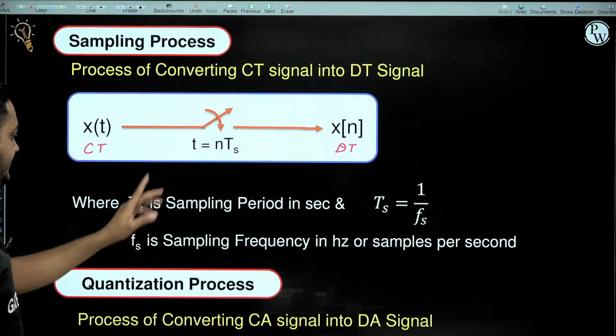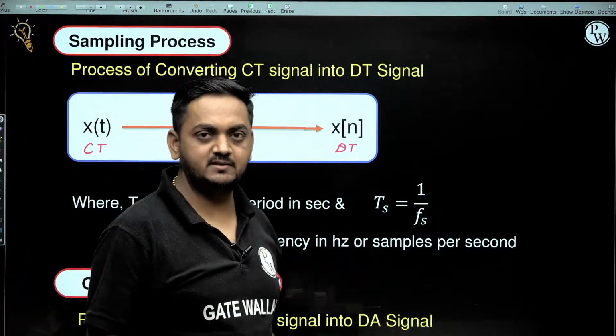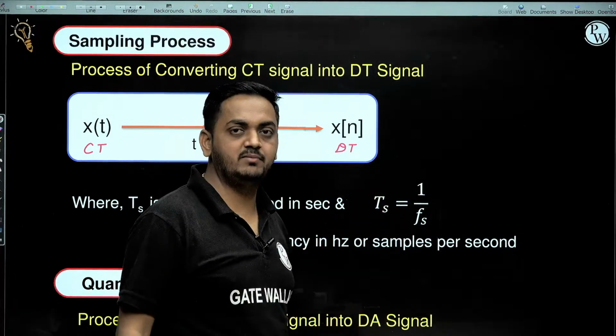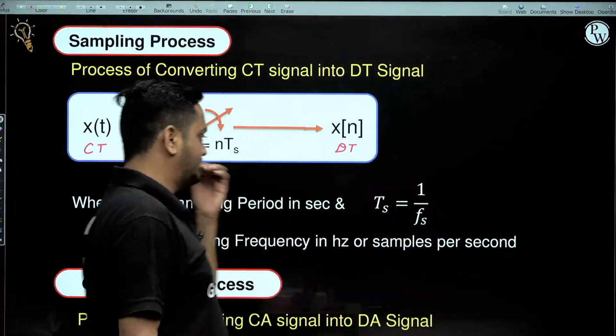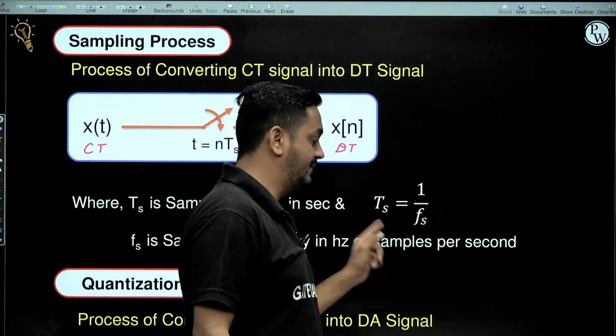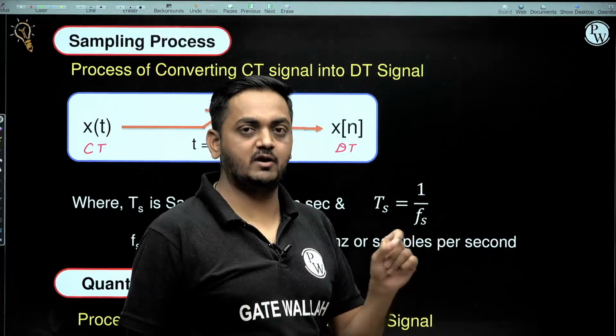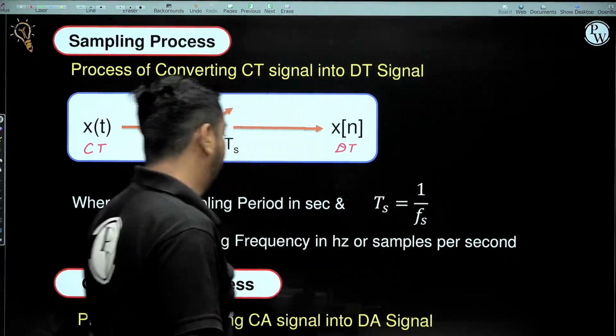Where Ts is the sampling period in seconds, and it is the inverse of the sampling frequency. fs is the sampling frequency in hertz, or the unit is samples per second. Number of samples per second: how many samples you are taking in 1 second.